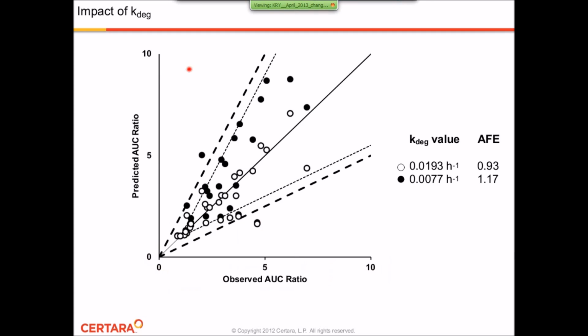And what we did here was, this is from about 30 different published clinical DDIs involving time-dependent inhibitors of CYP3A4. We simulated them out in the software. So this is predicted AUC ratio versus observed AUC ratio. And these are the two extreme values that we used here. And you can see that clearly this KDEG value here, the one with the open circles, gives much better predictions than this value here. And therefore, this is the value that we've applied in further simulations of drug B.